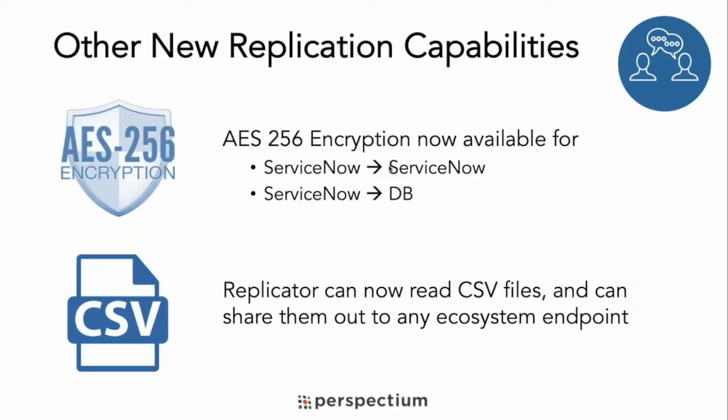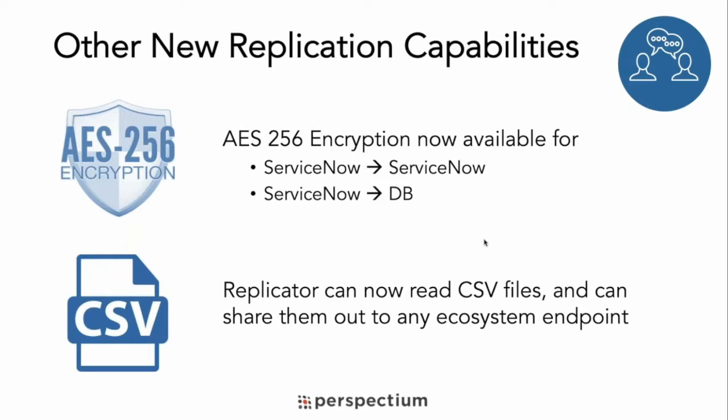Yep, and Replicator can now read CSV files and share them out to any ecosystem endpoint too. So in this case, some of you might already be using our Replicator functionality where we can share out data from a database. Like if you want to share that back to ServiceNow, maybe share it to another database or share it to Salesforce. So now we also support CSV files for those types of systems like Hadoop or other systems that can write out to a CSV file. You can have those changes then pushed to the rest of our ecosystem, to any endpoint we support, so that way it can be read in.